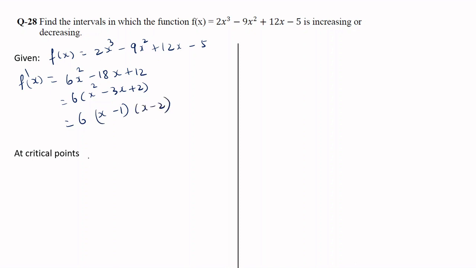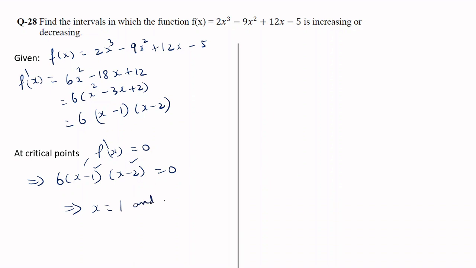Now at the critical points, we know that f dash of x is equal to 0. This implies 6 into x minus 1 into x minus 2 equal to 0, and 6 is not equal to 0. So x minus 1 equal to 0 or x minus 2 equal to 0. So we get x is equal to 1 and x is equal to 2. These are the critical points.